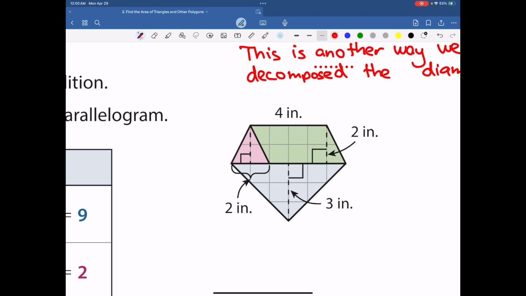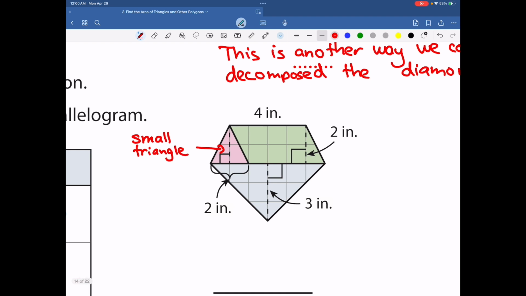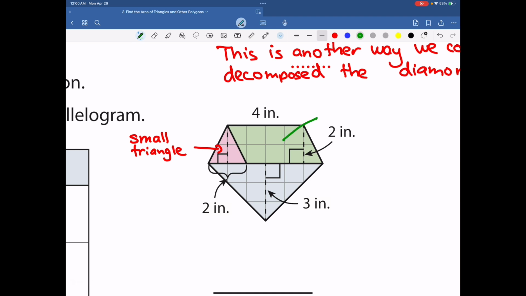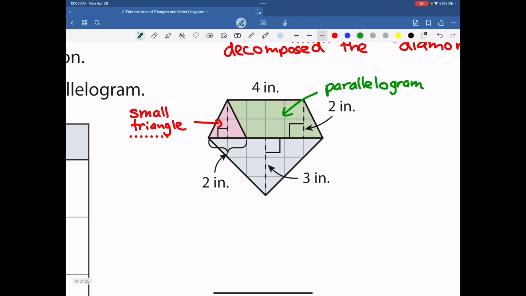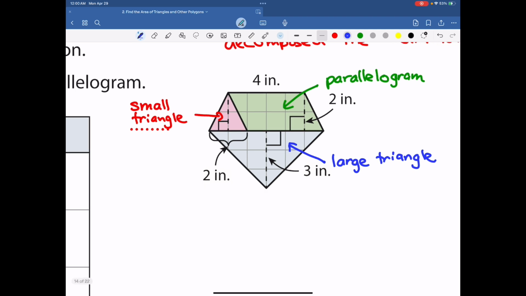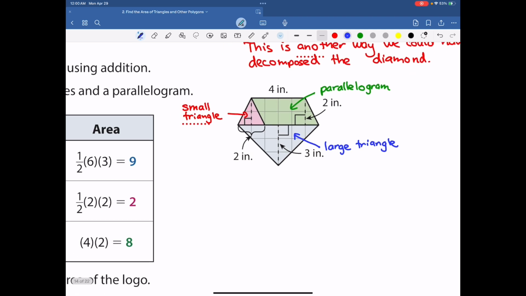In pink, right here, label that as a small triangle. Here in green, that is a parallelogram. And in this blue section right here, that's the same shape that we had on the previous page. This was a large triangle. Add them all together and you have your diamond logo.